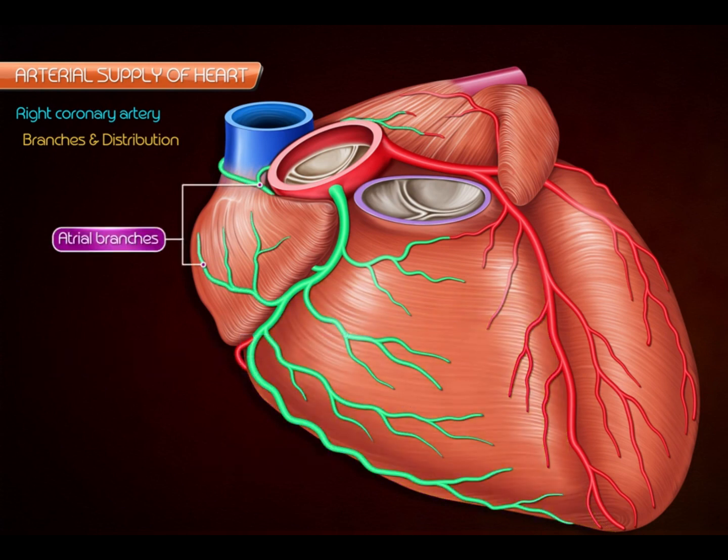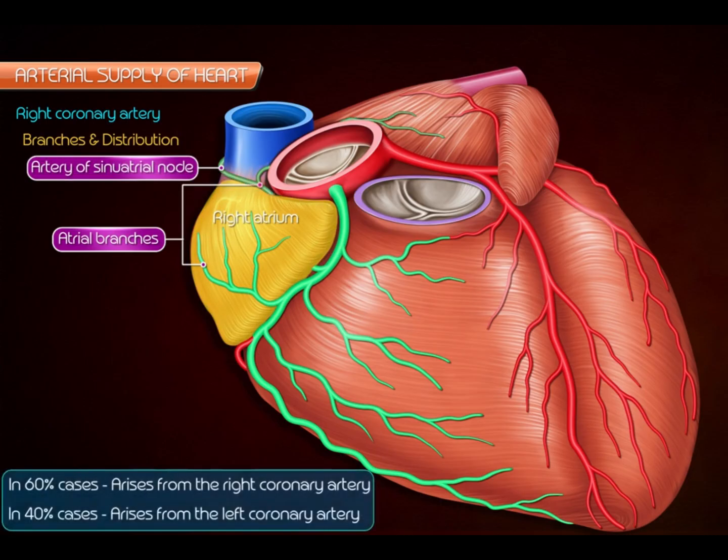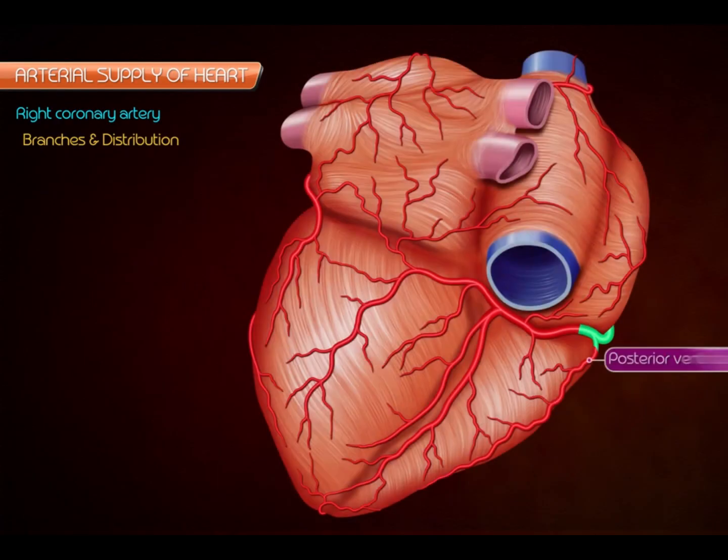Atrial branches. They supply the atria. One of the atrial branches, the artery of the sinoatrial node, supplies the SA node in 60% of cases. In 40% of individuals, it arises from the left coronary artery. Posterior ventricular branches. They are usually 2 and supply the diaphragmatic surface of the right and left ventricles.